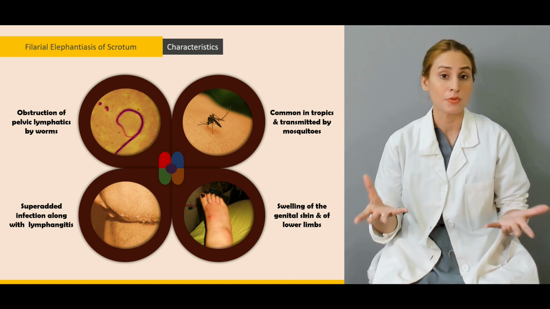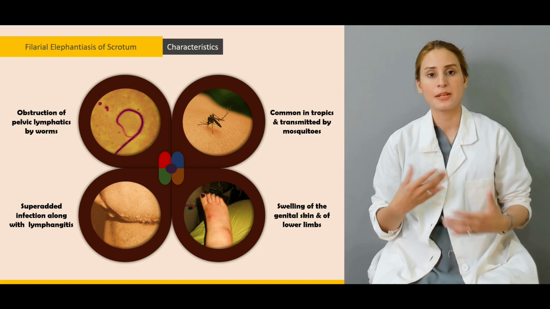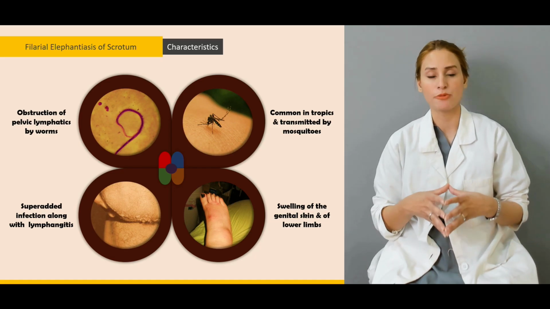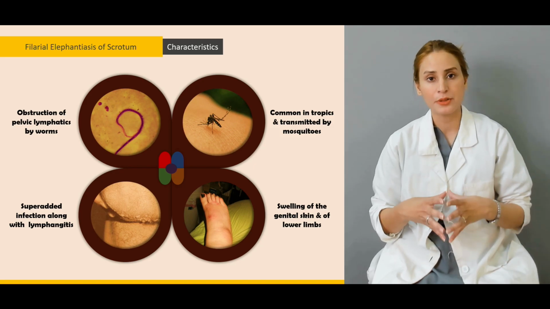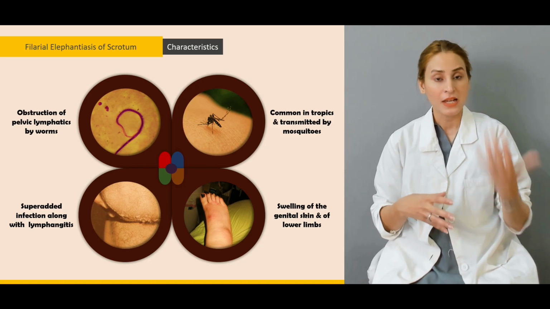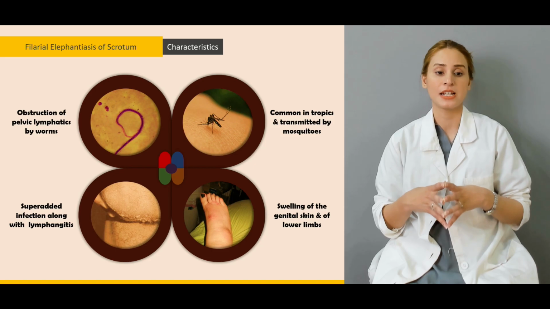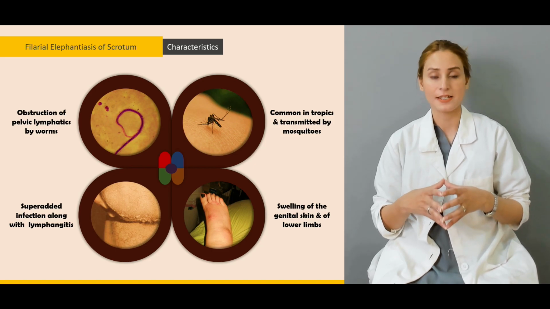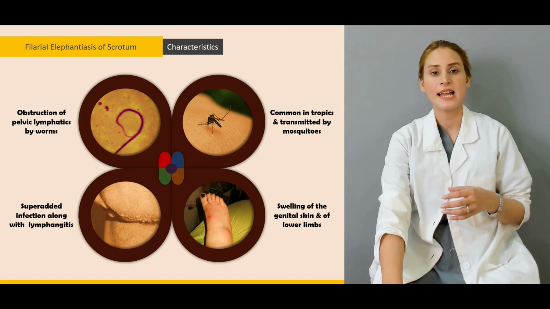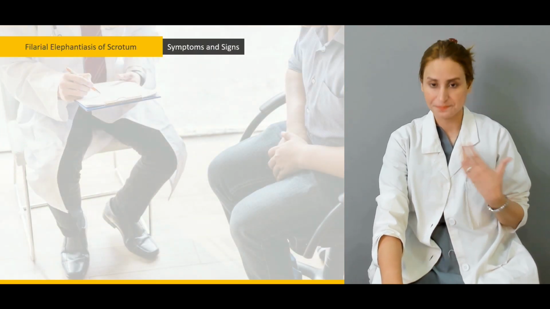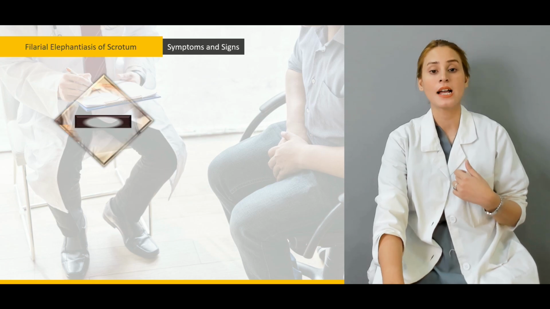So the swelling can be red, and the patient can present to you with pallor, pyrexia and pain. You always keep in mind that this is secondary to obstruction of the lymphatic vessels, particularly the pelvic lymphatics, and it is very common in the tropics and transmitted by mosquitoes.